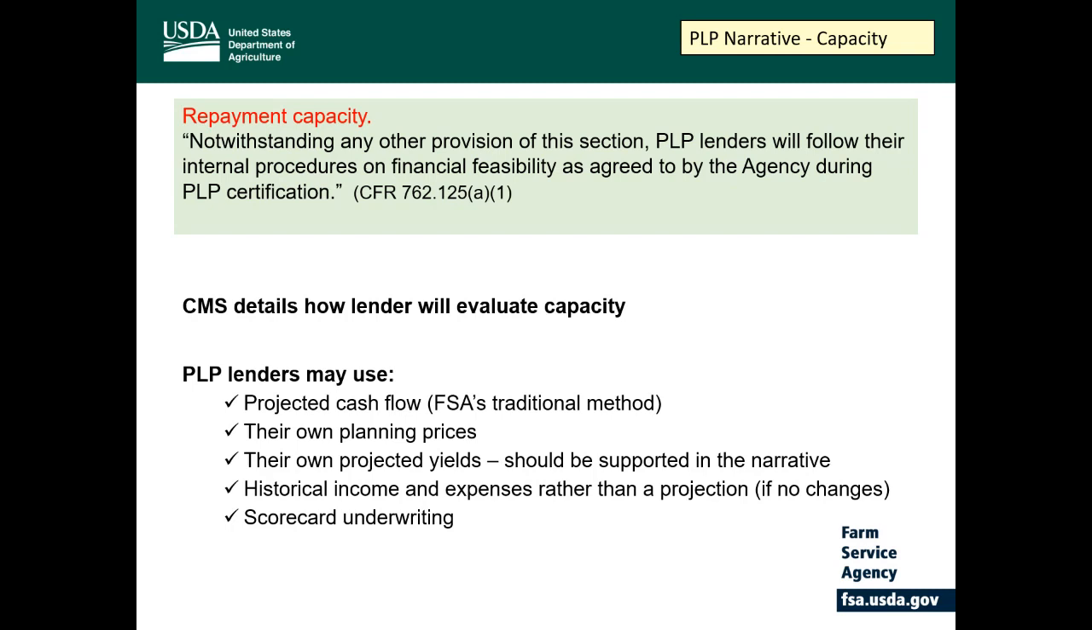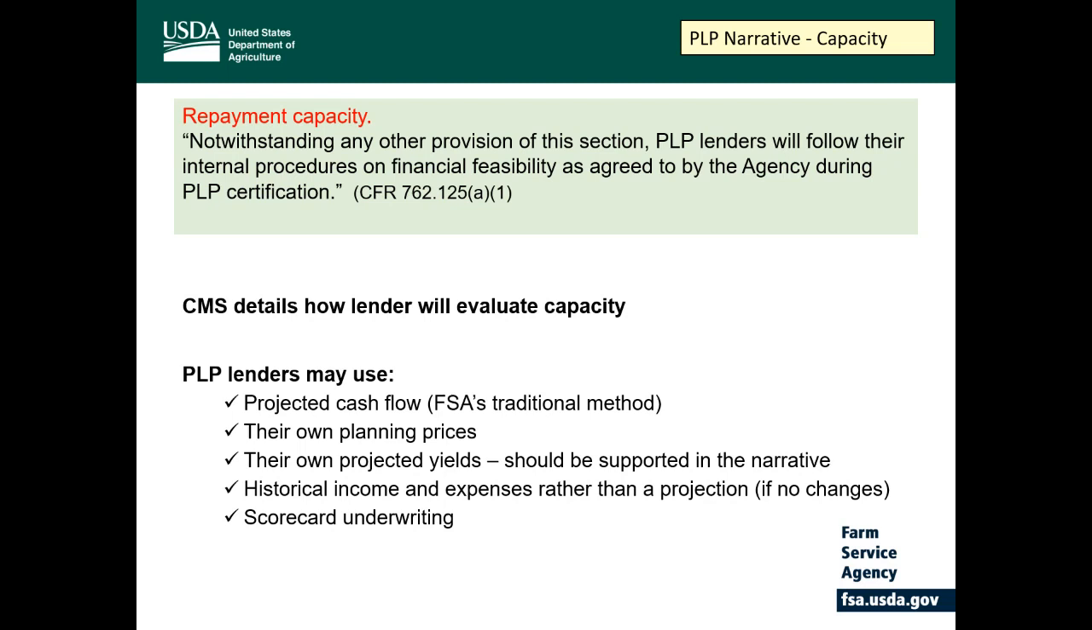The PLP lender can use their own projected yields. Again, this should be supported in the narrative, particularly if it's going to catch anybody's eye or raise any red flags. Describe how you arrived at that. Same thing for historical income and expenses. Sometimes a PLP lender may not necessarily rely on a projected cash flow. It may rely more on historical income and expenses, and if there are no changes to the operation, a PLP lender may rely on that.